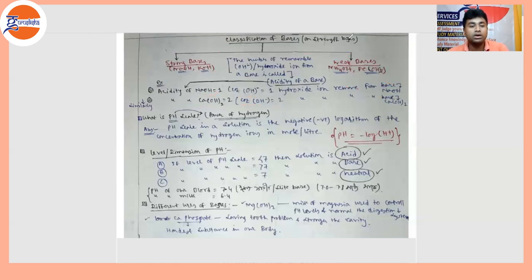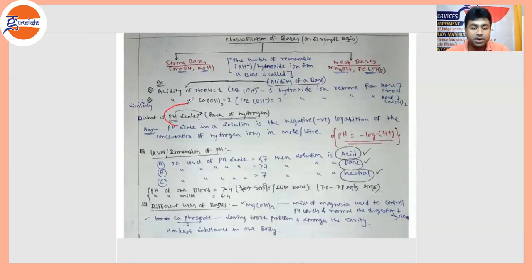Now you know the classification of bases, strong and weak, as well as what the acidity of a base is. This is nothing but the number of hydroxide ions present in a base. This is very simple. After that, I will come to my next topic.